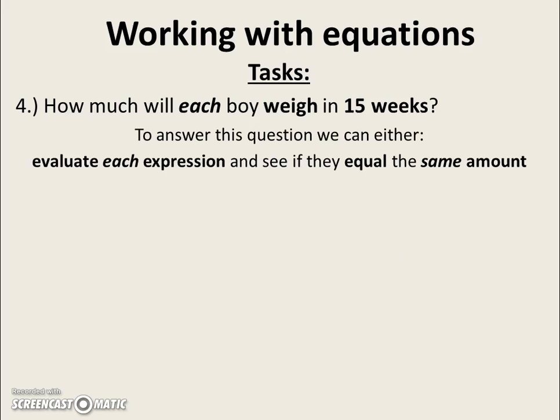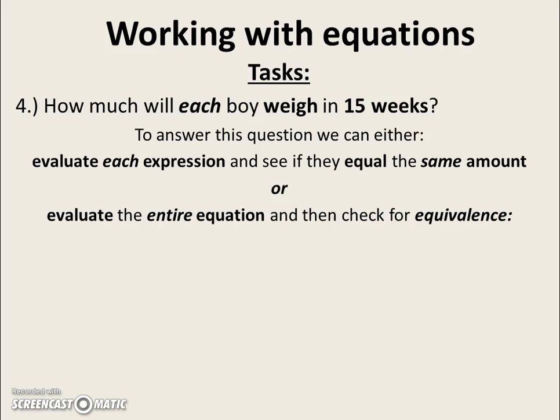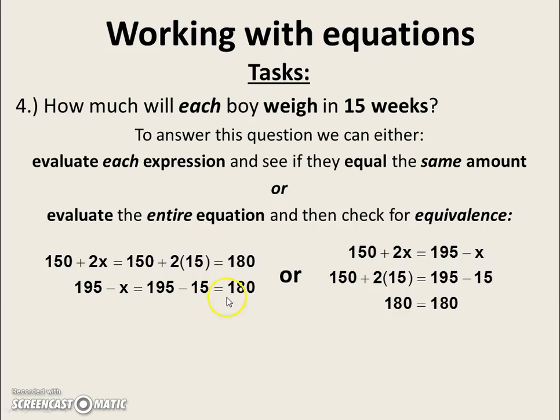So to answer this question, we can either evaluate each expression separately and then compare the results, or we can evaluate the entire equation at one time and then check for equivalence, which is actually the more preferred way to do it. Hopefully, we'll get there. But for right now, whichever way you want to use, this way takes a little bit longer, but it gives you the same result.